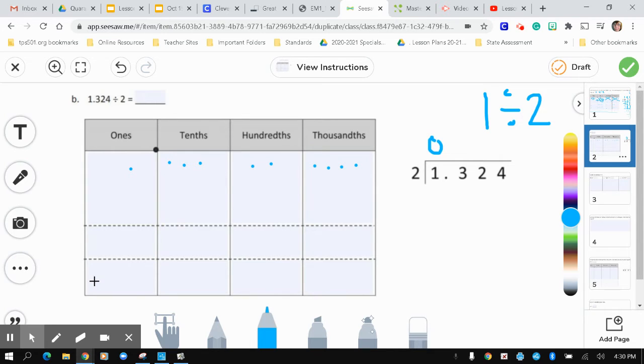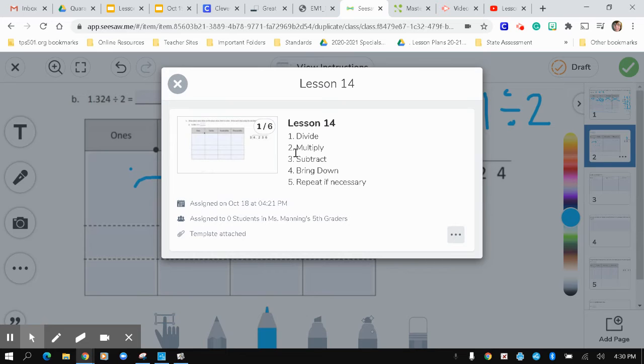The reason that we put a 0 there is because I want to take those ones and have them go over to the tenths. And remember, 1 one is equal to 10 tenths. So I get to put 10 more discs in here. 1, 2, 3, 4, 5, 6, 7, 8, 9, 10. So before we get to having 13 tenths, let's follow the rest of our directions.